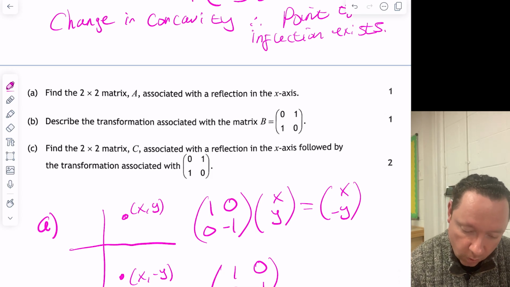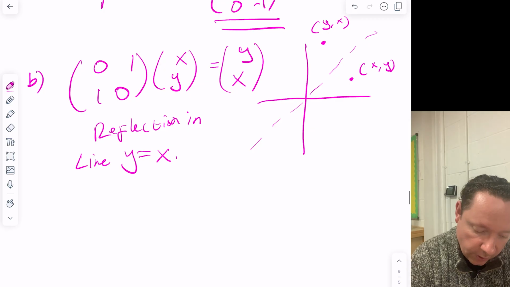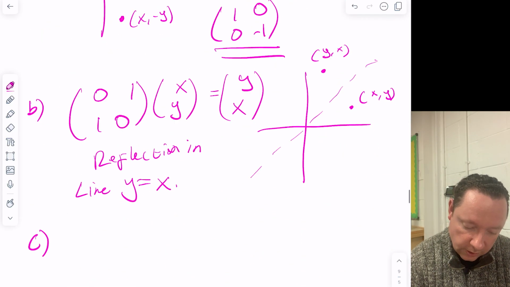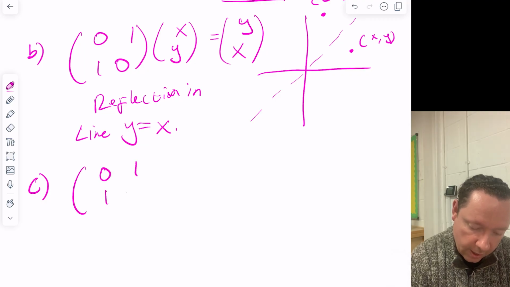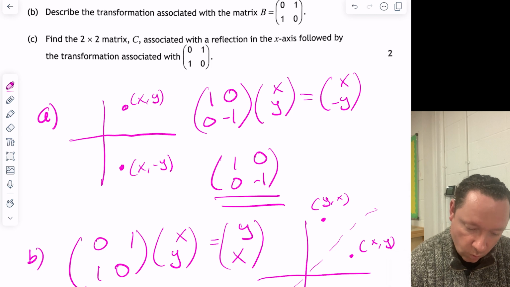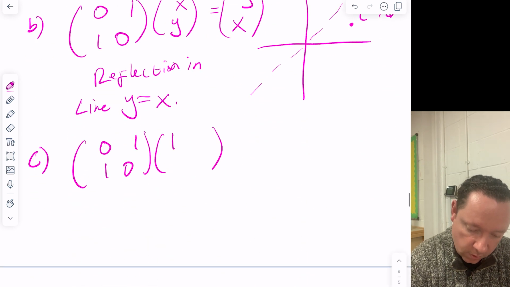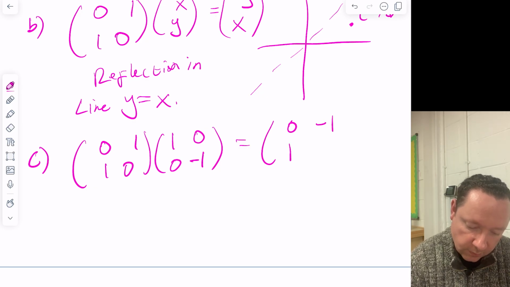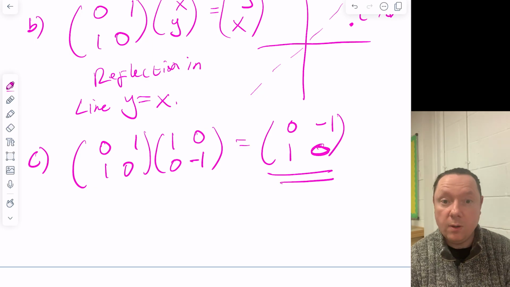Part B, find a 2 by 2 matrix called C associated with a reflection followed by a transformation associated with 0, 1, 1, 0. So just remember when you're doing these, you actually work backwards from the finishing point. So I start with 0, 1, 1, 0, and I multiply by my 1, 0, 0, minus 1, because that's the first thing. So 0 times 1 is 0, 1 times 0 is 0, so that's a 0. 0 times 0, and 1 times minus 1. 1 times 1, and 0 times 0. 1 times 0, and 0 times minus 1. So we get that matrix. It doesn't ask us to say anything about it, so I'm done there.